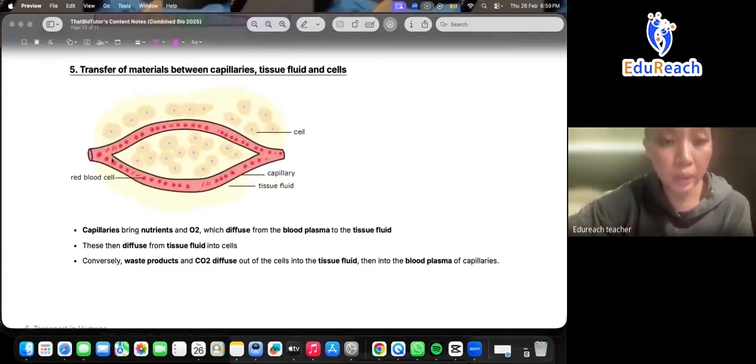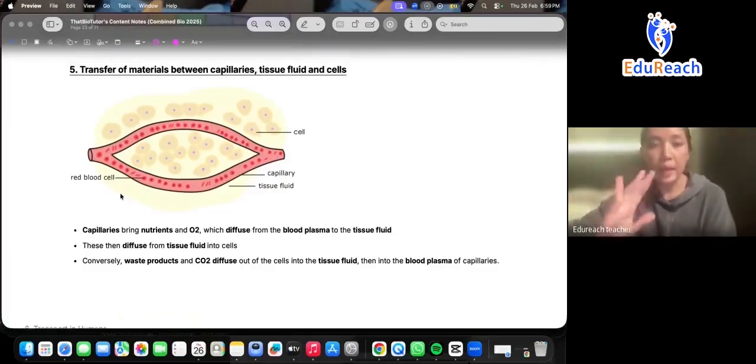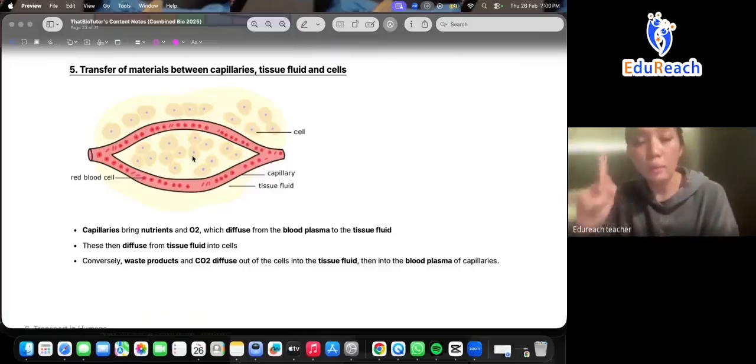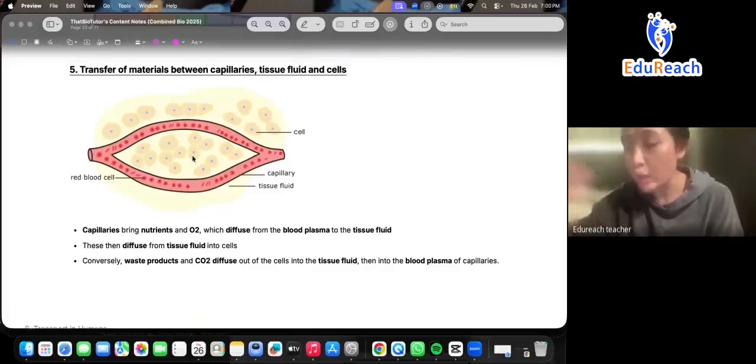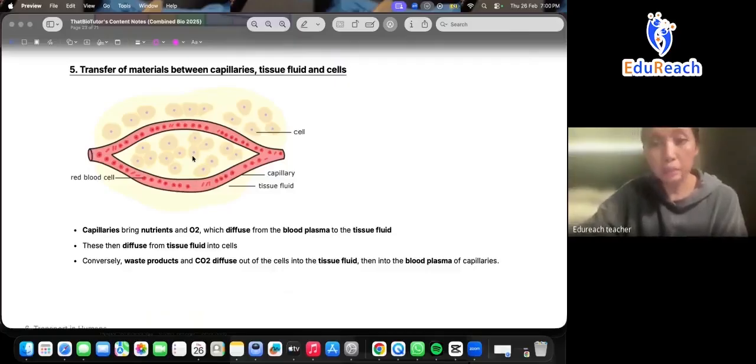Imagine here that this is your capillary. The tube here is your capillary, and it is surrounded by tissue fluid and surrounding cells. Remember, what do cells need? We have just learned it, right? Aerobic respiration. It requires what? It requires oxygen and glucose for respiration to occur. And respiration has to occur at all times because we need energy to be released for our day-to-day activities.